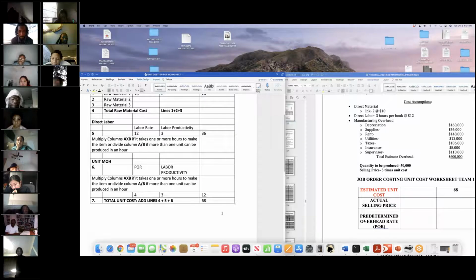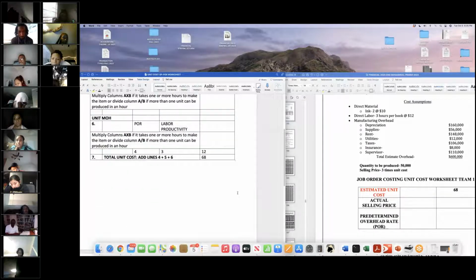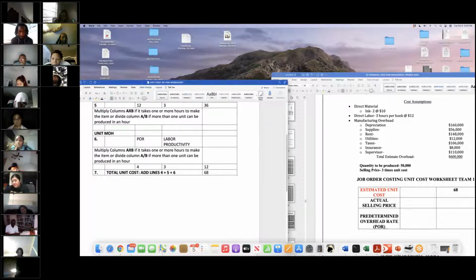So everybody should be starting to get fairly comfortable and able to make these calculations. Are there any questions?